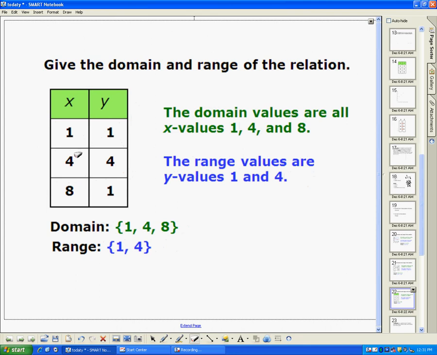With a table, your domain is 1, 4, and 8, and your range is just 1 and 4. Again, you don't want to repeat. If the range repeats more than one time, you do not want to repeat it.